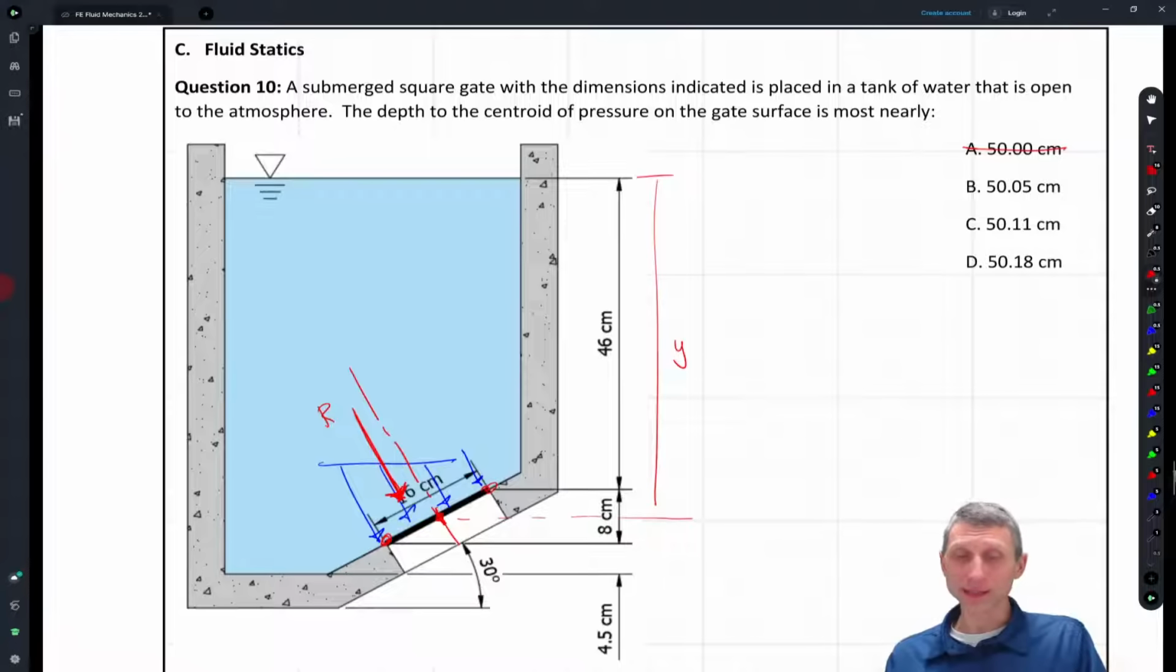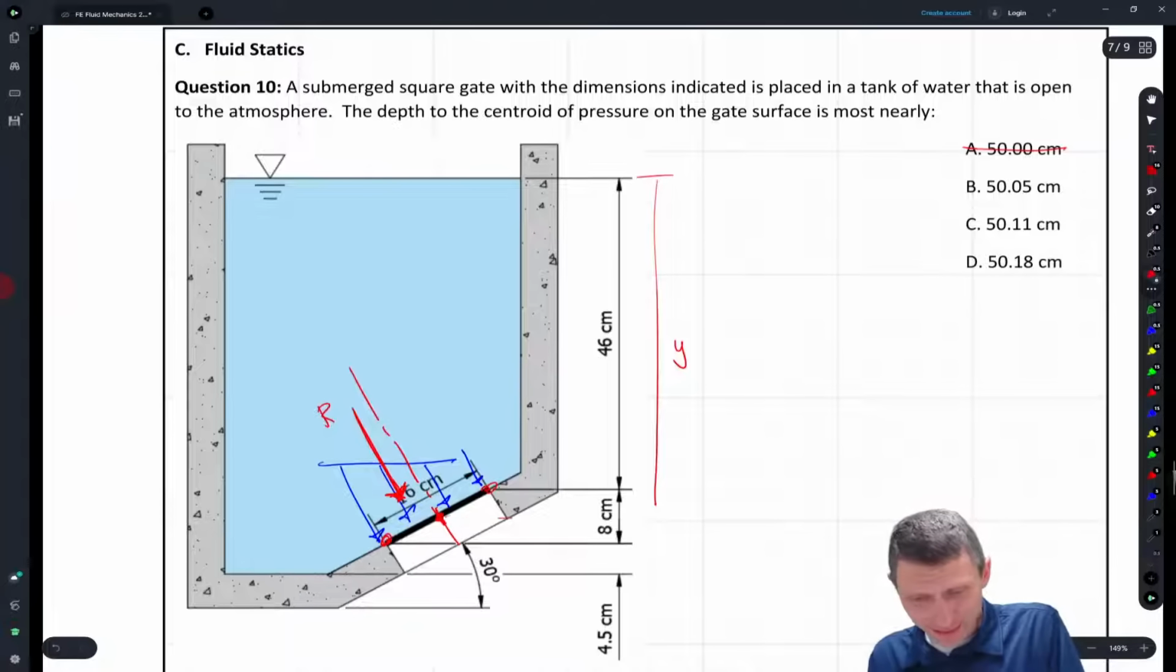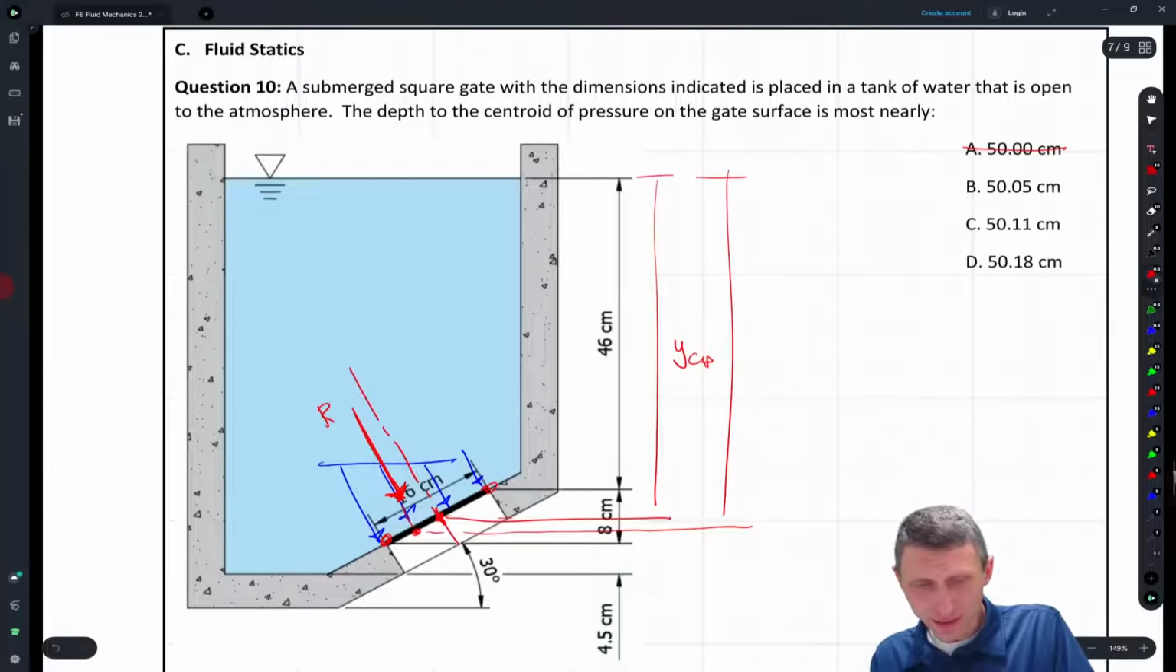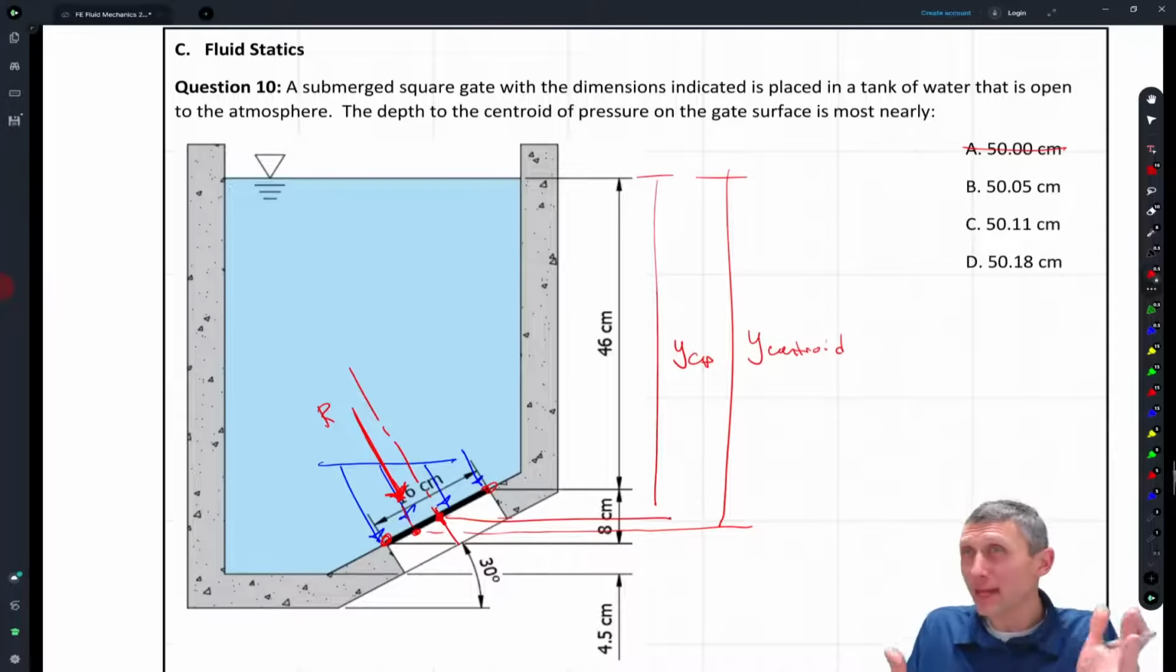But how do we get it? Actually, I drew this to the center of the plate. If this is to the center of the plate, this is y to the center of the plate. What we're looking for is this value here, which is y to the centroid. That's the value we're looking for. It's a little bit past the center of the plate. Okay, so how do we get it?